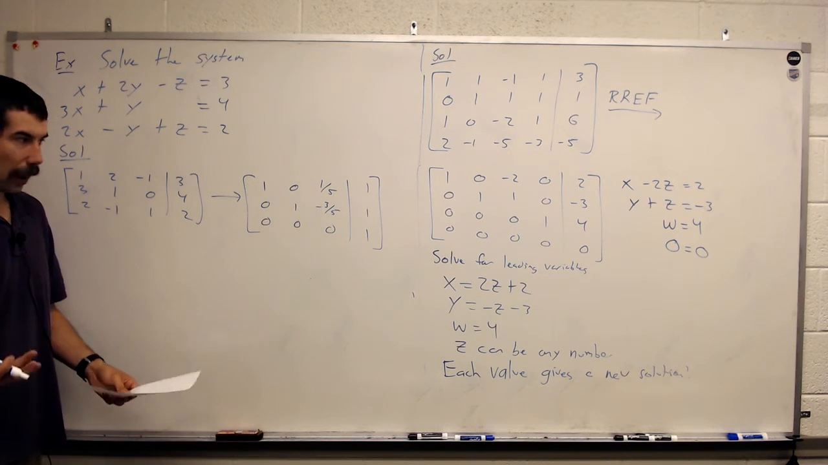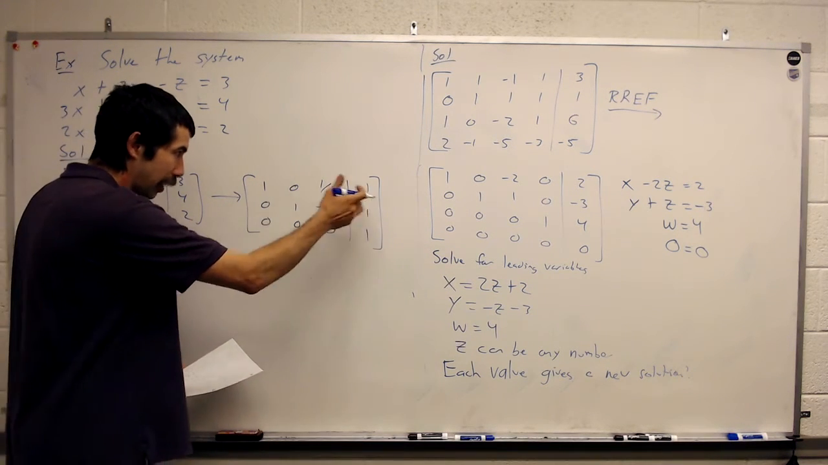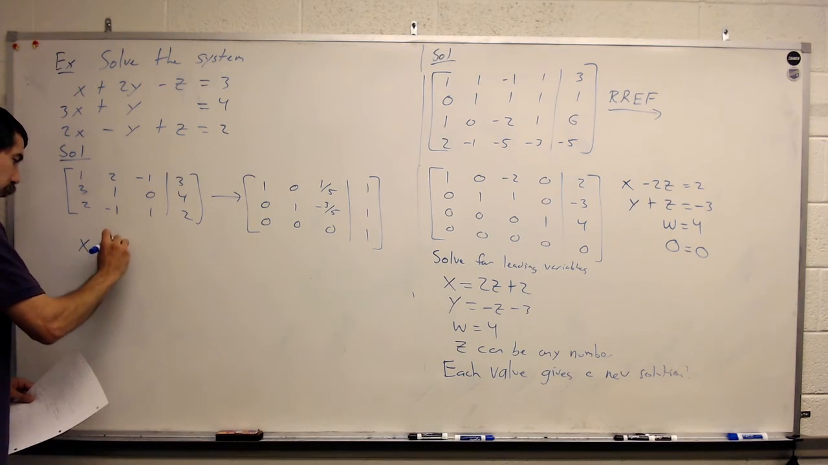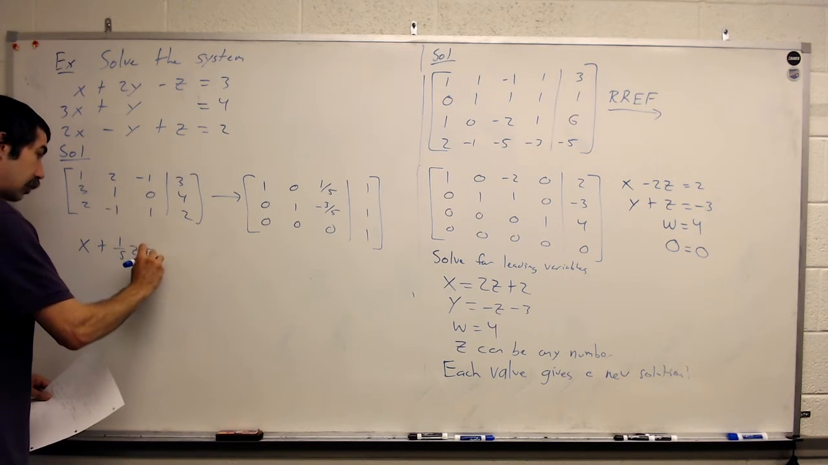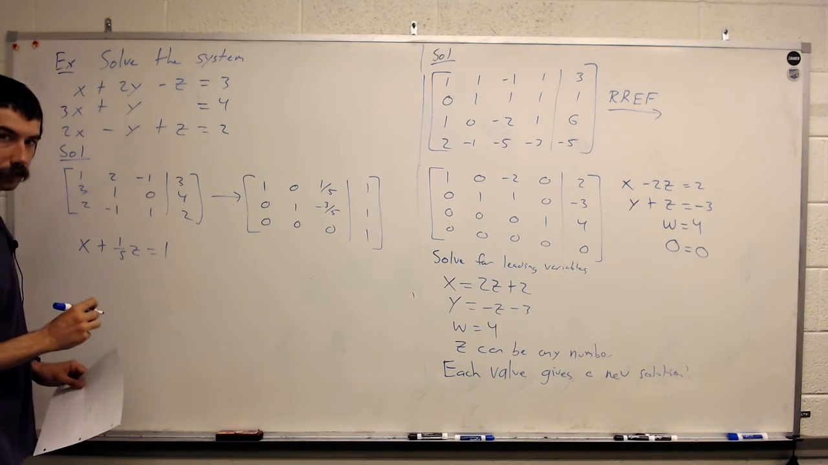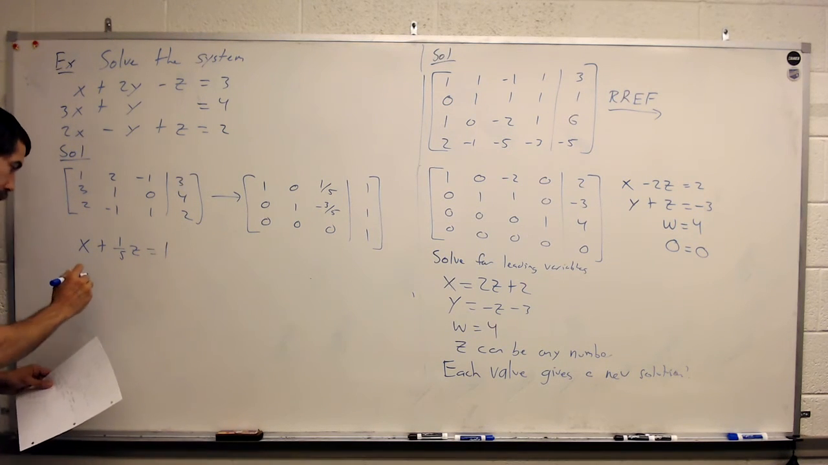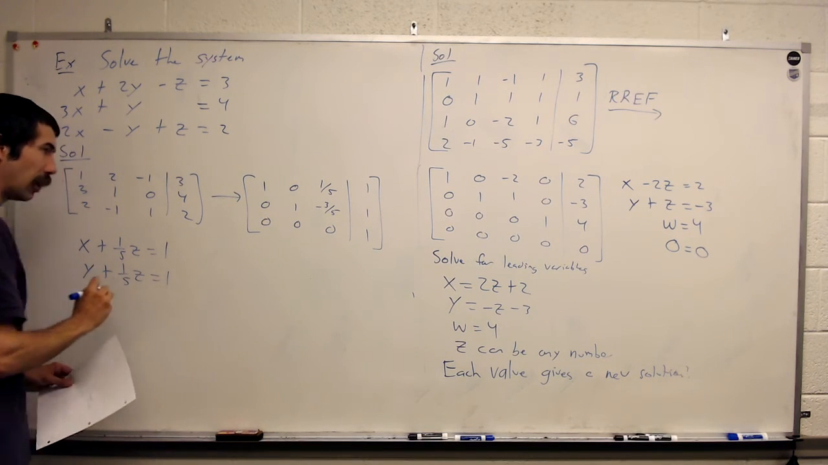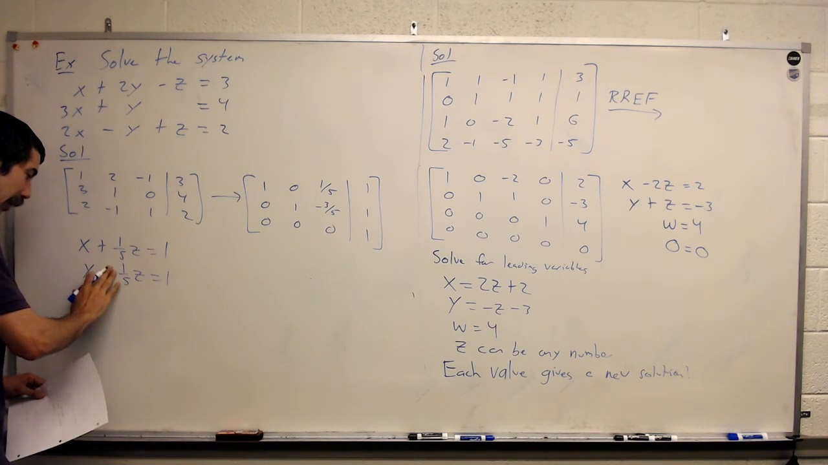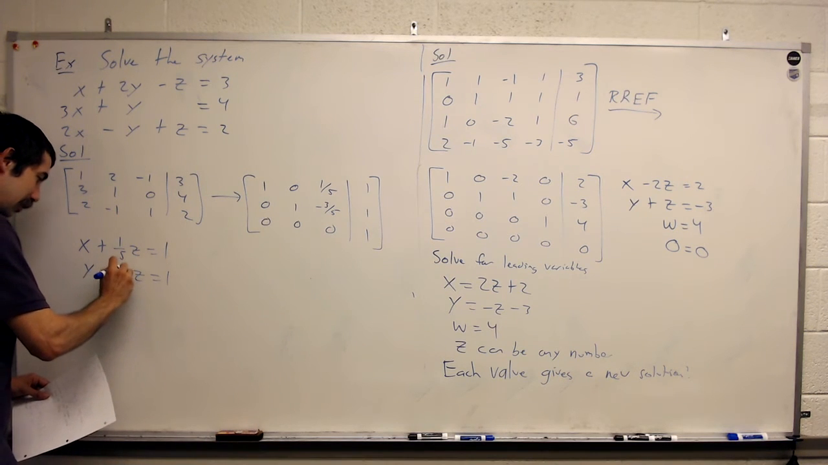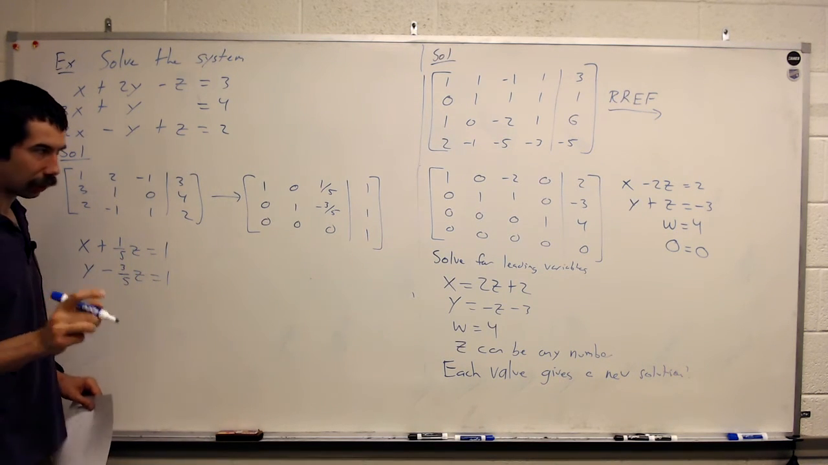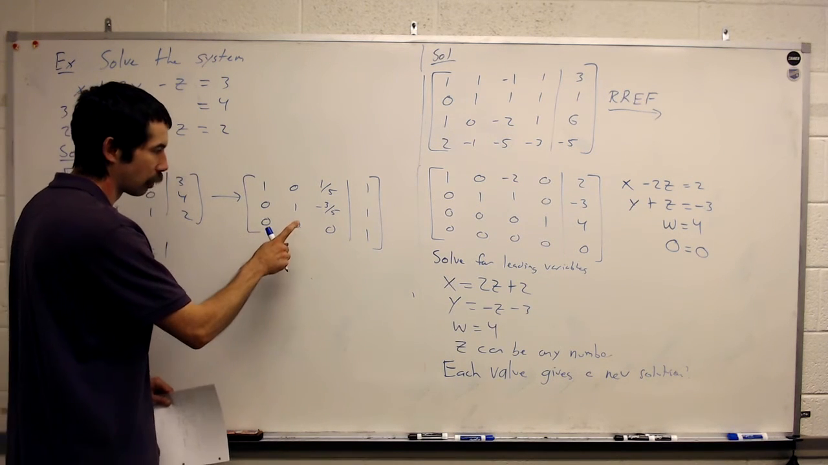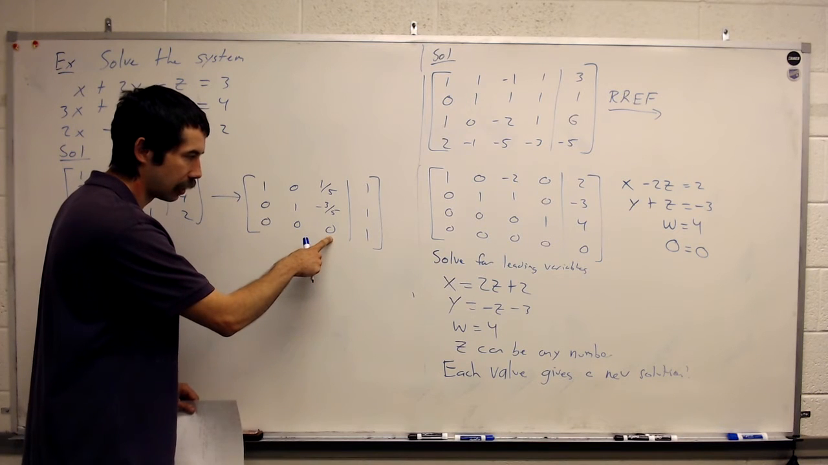Okay, and so what happens? Let's write out our equations. This top row says that x plus 1/5 z equals 1. Okay, so far so good. Y plus 1/5 z equals 1. I was lying. Y minus 3/5 z equals 1. I was testing you all. And then the last equation says 0x plus 0y plus 0z equals 1.